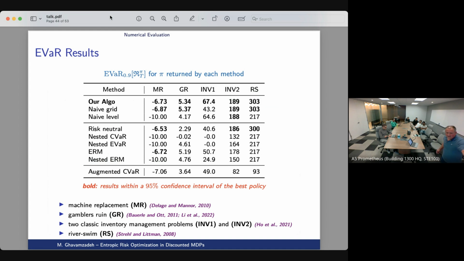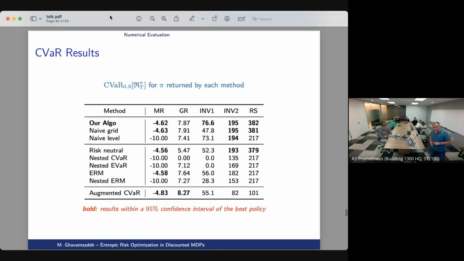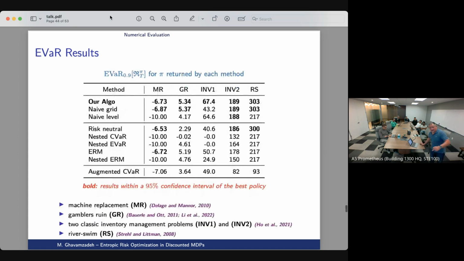And then the other results, you see that nested C-bar and nested E-bar actually didn't work very well. So for all these problems, when you go for nested, you're losing big time in terms of the static risk measure. And the risk neutral surprisingly worked well for 3 out of these 5 problems. This basically shows that the risk sensitivity in these problems is not that much. Maybe if we change the risk level, we see the difference more. But with level 10% or 0.9, we don't see that much difference. So this is this. Then the previous table was in terms of the E-bar.